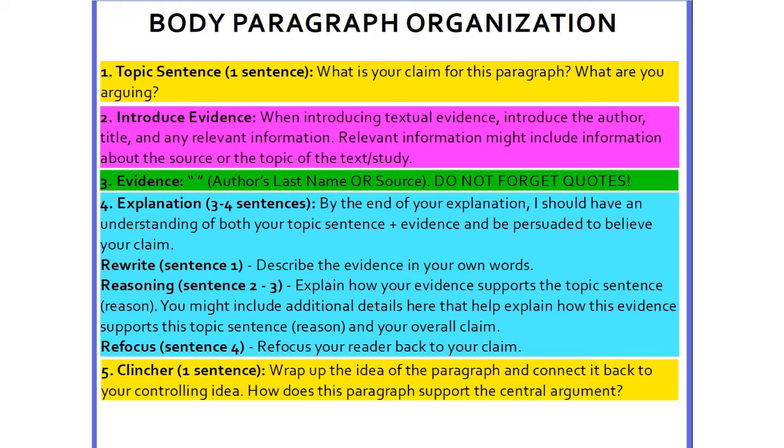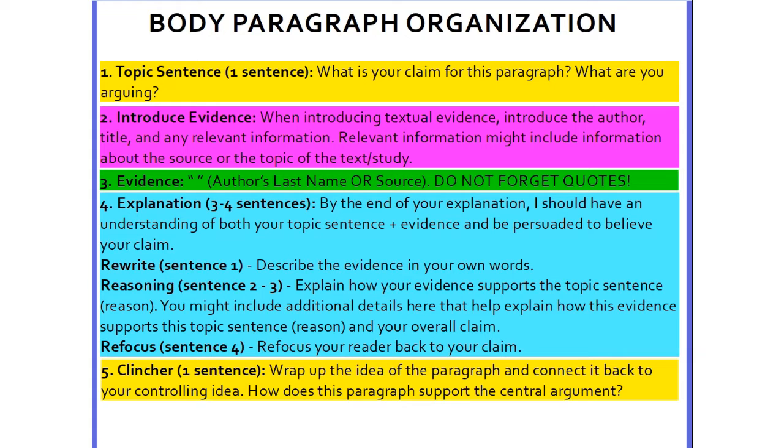Step 4 is explanation. It is a total of 3 to 4 sentences. By the end of your explanation, I should have an understanding of both your topic sentence and your evidence, and be persuaded to believe your claim. The first step you're going to do is rewrite your evidence in your own words in one sentence. Then you're going to do reasoning in sentences 2 to 3.